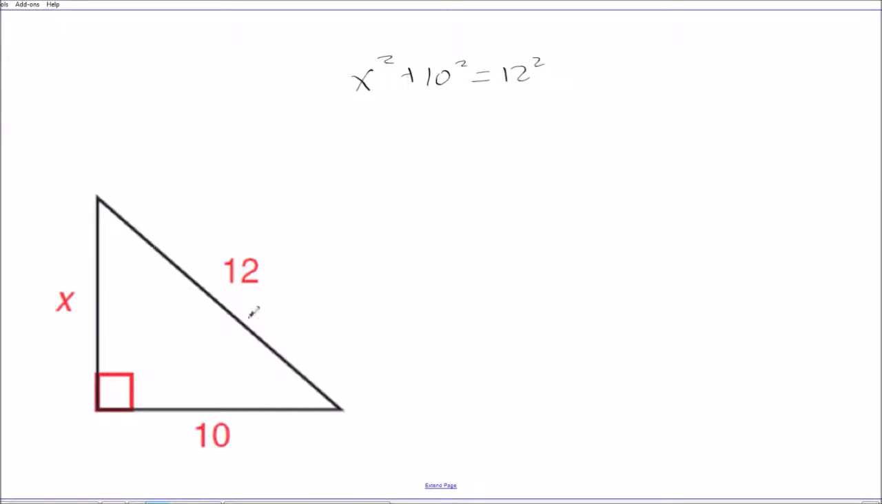12 is c because it's the hypotenuse. If you do not put the 12 over here, you're toast. There's no way you're going to get through the rest of this because your setup is wrong, okay? So be really, really careful. Now we're going to go through and start simplifying.